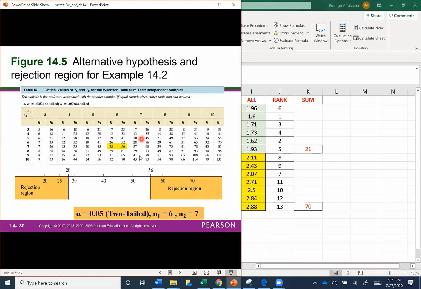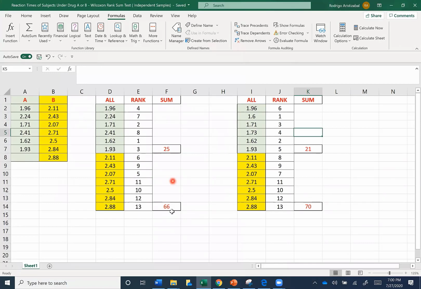But if I get a value bigger than 56, it is because in this section we have several values that are bigger than this, most values that are bigger than this. That is the logic of this procedure. Then in this case, in our procedure, we got 25 and 66.